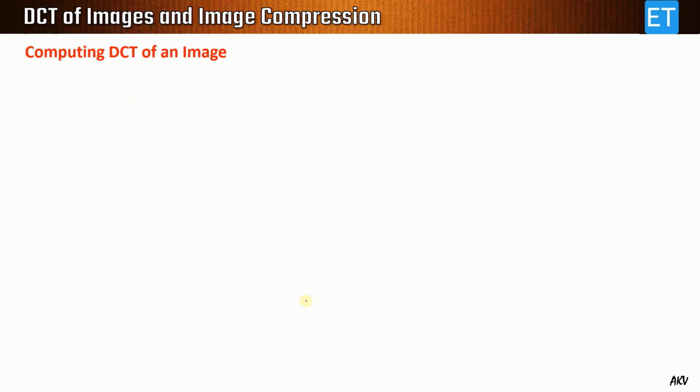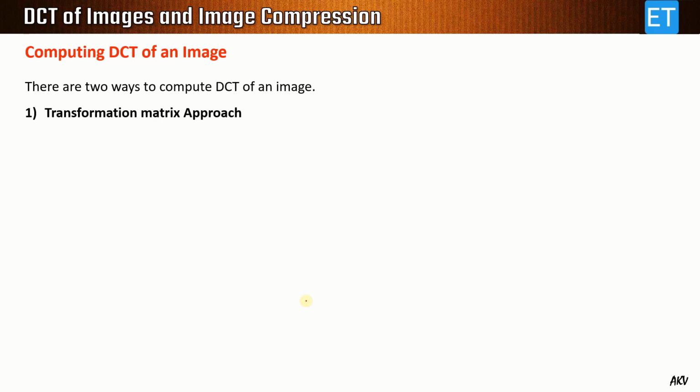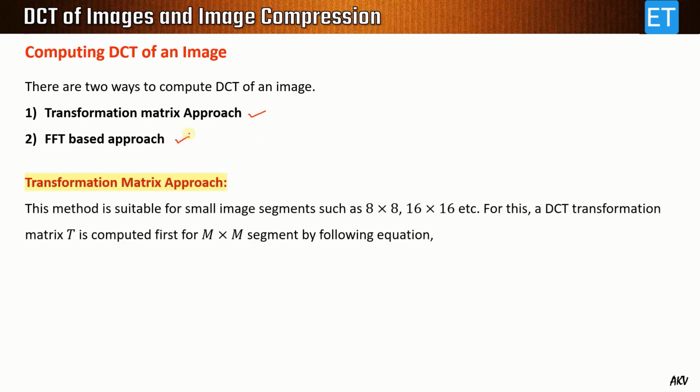Now let us see how we can compute the DCT of an image. Actually, we can compute with the help of these basis functions also, but this is not a flexible approach, because once the DCT basis functions are computed, they are fixed for a particular image segment. I mean, if you compute this for 8 by 8, then you can apply the DCT only on 8 by 8. Okay, so that is not a good approach. Actually, we have two different approaches. The one is the transformation matrix approach, and the second is the FFT based approach. So let us see the first one, the transformation matrix approach.